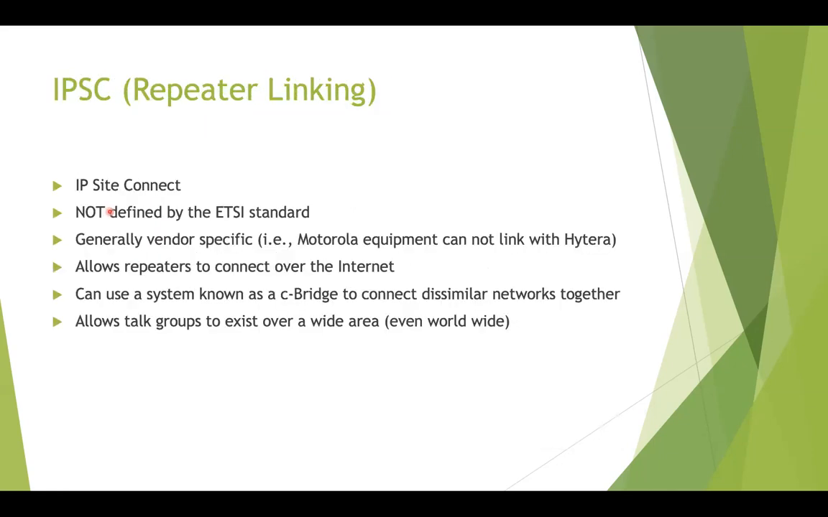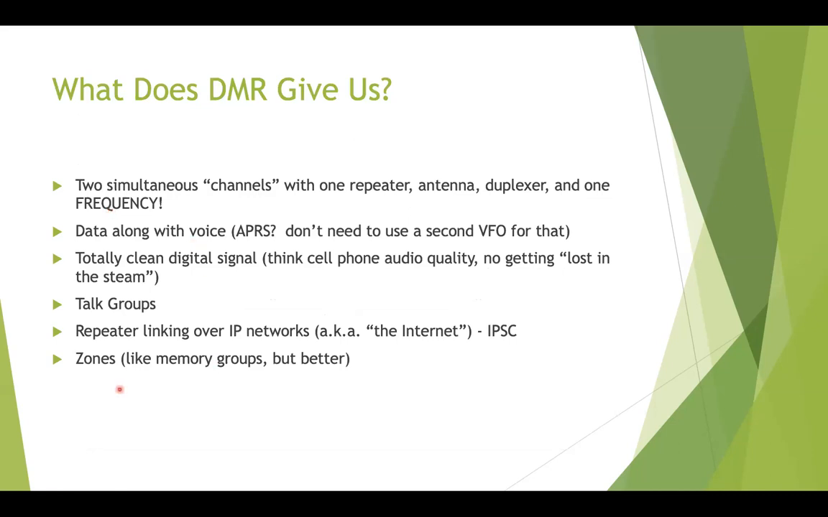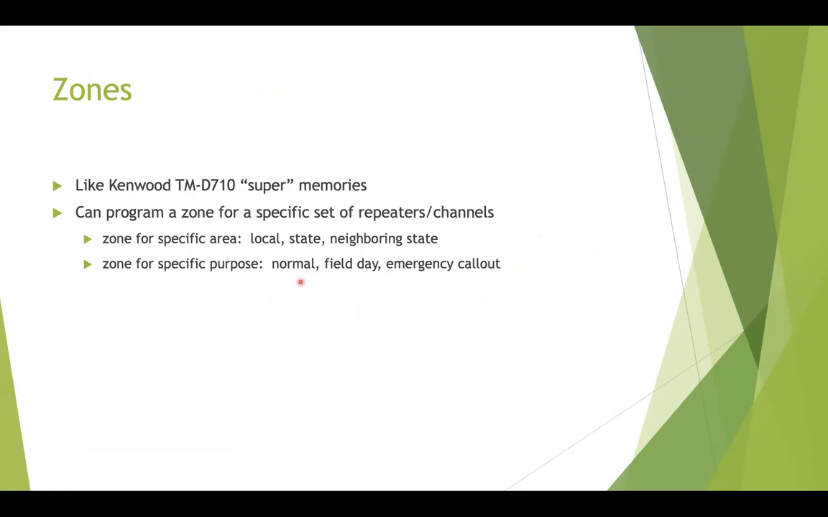So kind of interesting. It also gives us a feature called zones. This is a feature of the radios. They're kind of like memory groups, but a little bit better than memory groups. If you've ever used the Kenwood TM-D710, it has this concept of super memories where you can have like 5 different collections of programmed frequencies in it, and you can switch between them. So it's similar to that, but it's available all the time, and every DMR radio will support this to a certain extent.